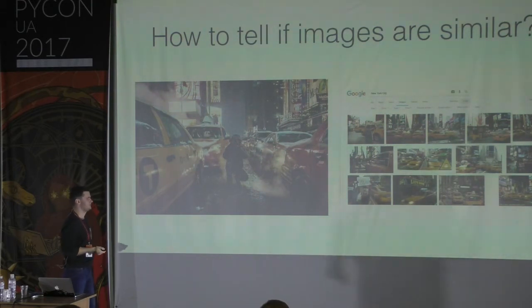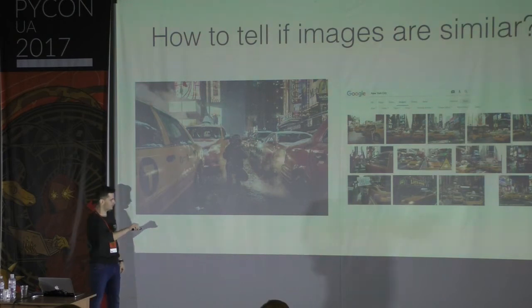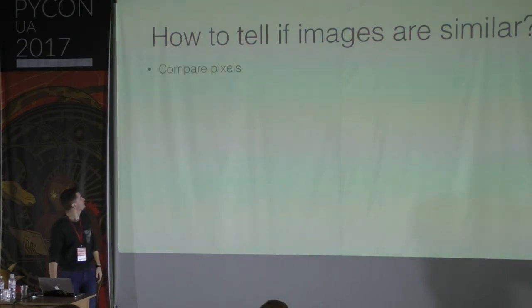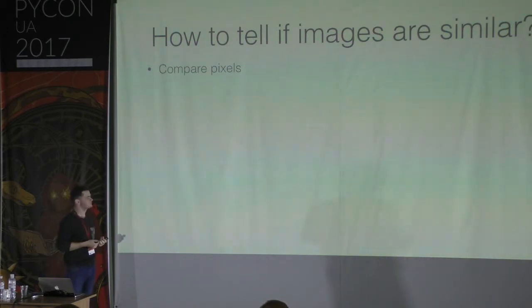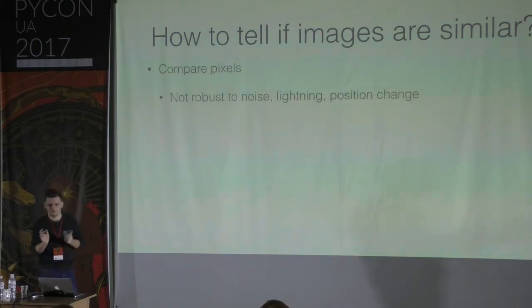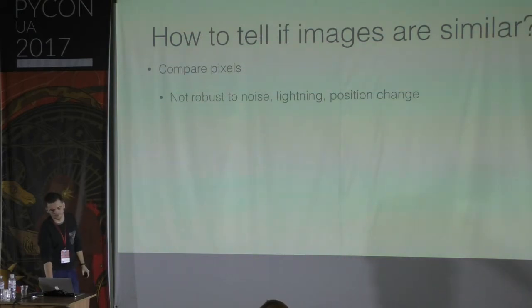And you can already see that one striking similarity between them is color. There's a bit of yellow in the middle, and it's more dark and gray in the background. So how do we compare images? One obvious idea is to compare them pixel by pixel. But it's actually a terrible idea, because even if our object is moved by a centimeter, it's already a different image because the pixels have changed. It's not robust to anything, to noise, lighting, position change, so bad idea.